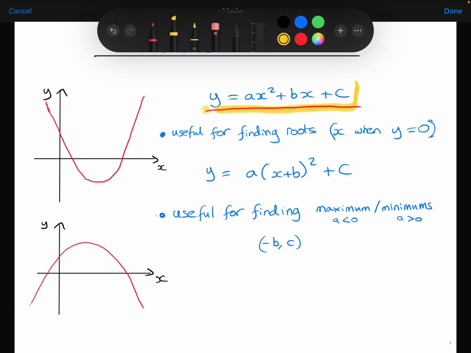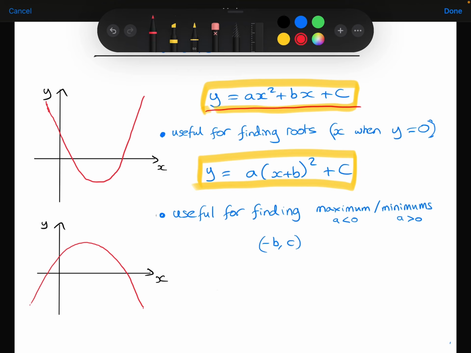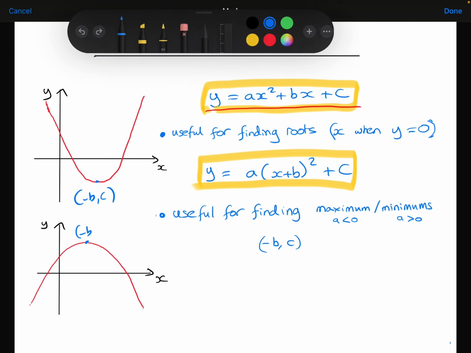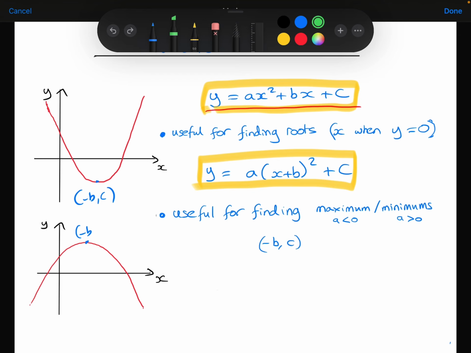This way of writing is particularly useful for finding the roots. So that's finding the x coordinates when y is equal to 0. We know that we can also write it in completed the square form, which is particularly useful for finding out the coordinates of the minimum point or the maximum point. So we know quadratics will look like either a parabola like this or a parabola like that. That's the posh mathematical name for quadratic.